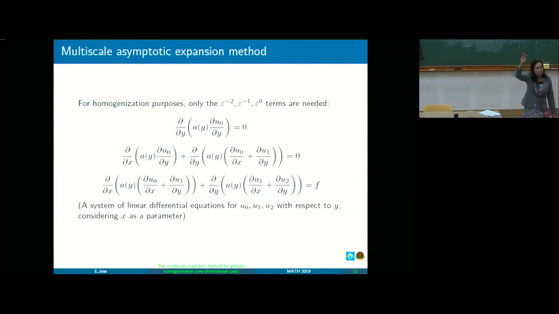So the coefficient of epsilon to the negative 2 will be 0 on the right-hand side. Epsilon to the negative 1, the coefficient will be 0. The coefficient of epsilon to the 0 will be equal to f. And we have a system of linear differential equations for u0, u1, u2 with respect to y. And let us consider x as a parameter here. Is that clear? So the next will be how to solve this system of linear differential equations.